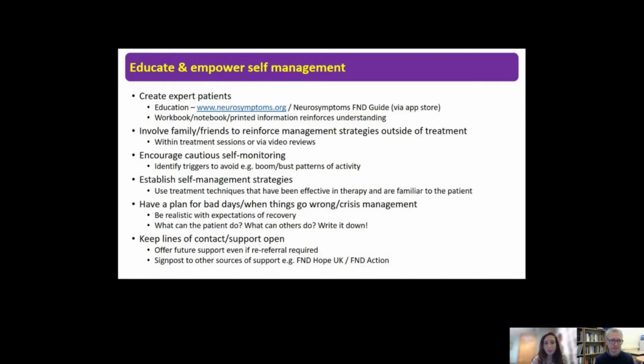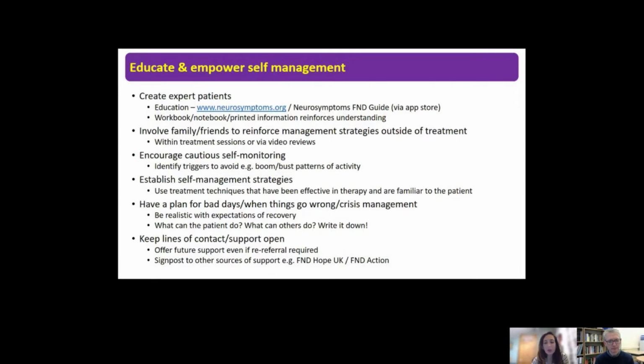Involve friends and family to reinforce the treatment and management strategies outside of treatment. And encourage cautious self-monitoring. We want the patient to be aware of some of those triggers, but we don't want to really drill down on that attention and focus every day. It's good, like I said, to have those self-management strategies and have a plan for when things might go wrong, but also really helpful to keep the lines of contact and support open in the future.